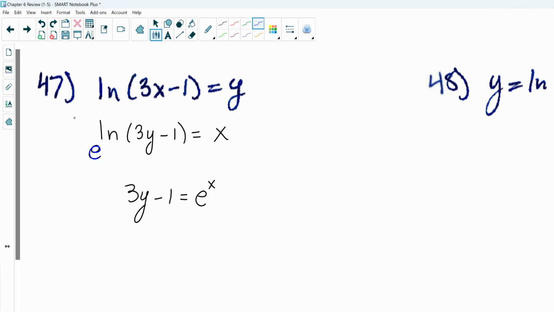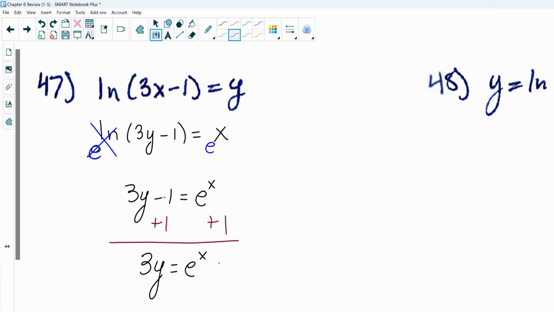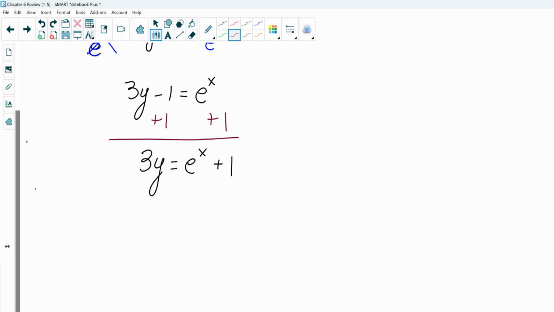Really what we're doing is applying the base e to both sides. And our e to the ln will simplify out, leaving us with our 3y minus 1. Now we just need to get y by itself. So the first thing we can do is add 1 to both sides, which y is equal to, well, e to the x and our plus 1 are not like terms, telling us that we have e to the x plus 1.